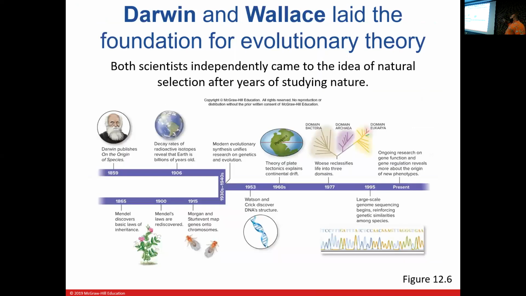Now, like I said, Darwin and Wallace kind of laid the foundation for all of this. Both scientists independently came to this idea of natural selection after years of studying nature, something in the neighborhood of 20 to 30 years. And while there is somewhat of a scandal about whether Darwin knew that Wallace was publishing this, based off of the way things have been read over time, and particularly by people that have studied the works of Alfred Wallace and Charles Darwin, both of them came to the same point independently.